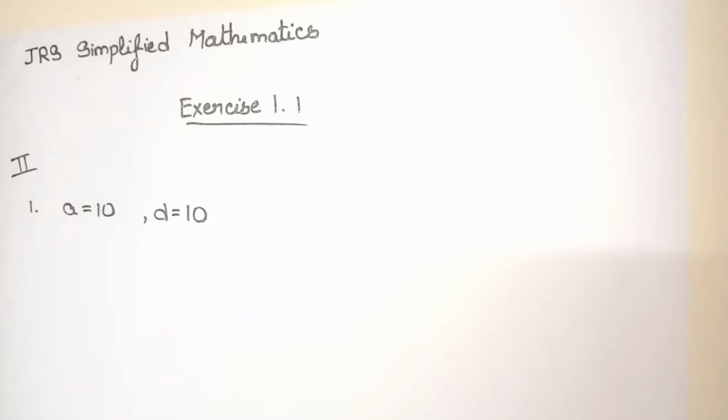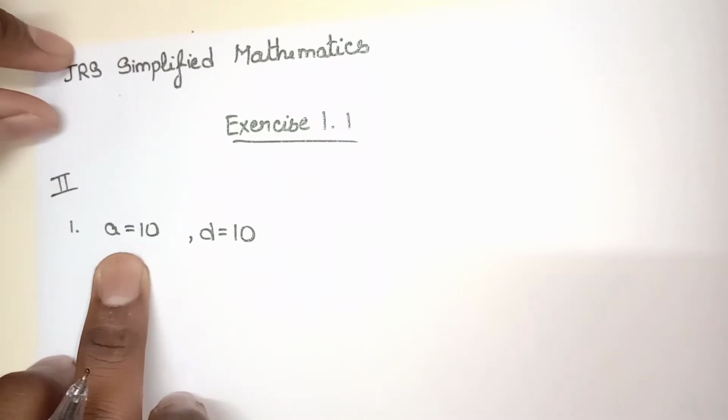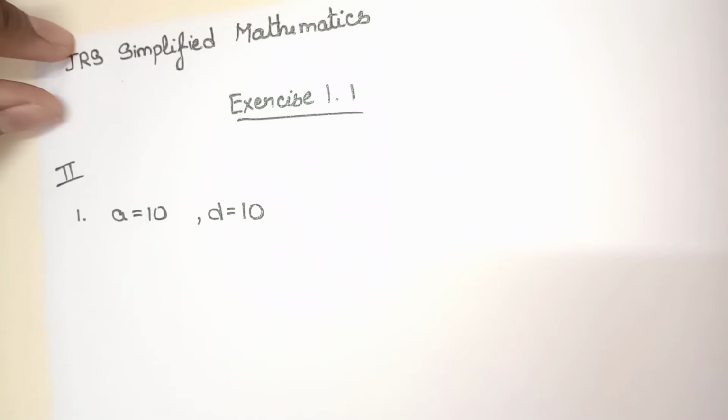Today we are going to solve exercise 1.1, second question. Write the first four terms of the following AP, given the first term and the common difference. Here they have given the first term and the common difference, so we have to find the next four terms. That's it. Simple and easy.